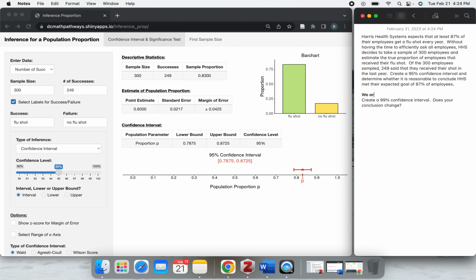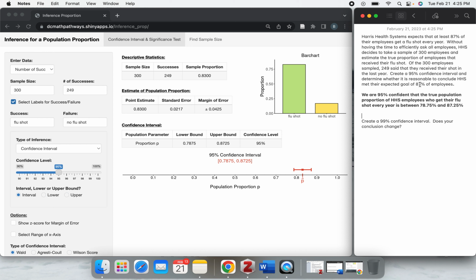So we can say we are 95% confident, because that was our confidence level, that the true population proportion of HHS employees who get their flu shot every year is between these two numbers. So we can change those to percentages and get 78.75% and 87.25%.